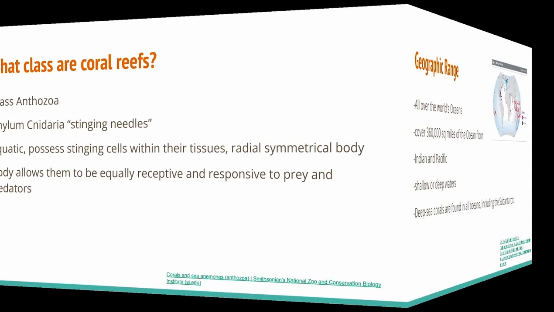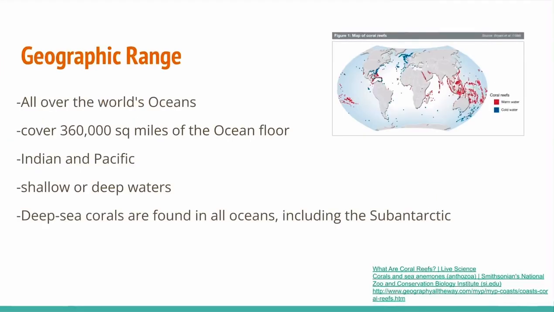Coral reefs are found all over the world's oceans. They cover 360,000 square miles of the ocean floor. These oceans can range from islands off the coast of Alaska to warm tropic waters of the Caribbean Sea. However, the Indian and Pacific are known for boasting the most coral species.